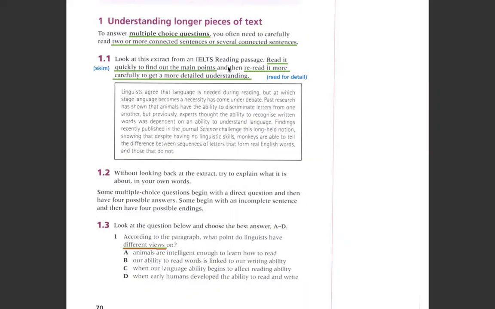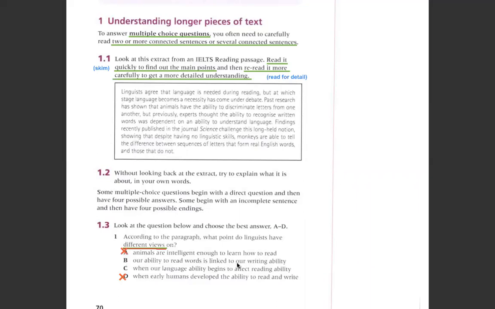Right, we can go through them one by one. So let's have a look at D. It says when early humans developed ability to read and write. There's no mention of early humans, so straight away this is not correct. Animals are intelligent enough to learn how to read. They don't talk about whether they're intelligent enough or not. They're just talking about the fact that monkeys can recognize letters.